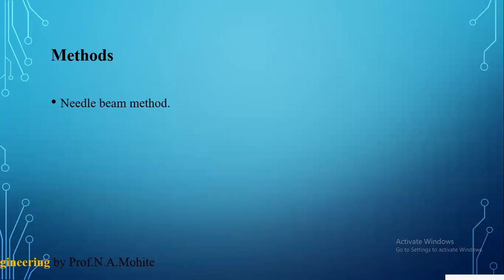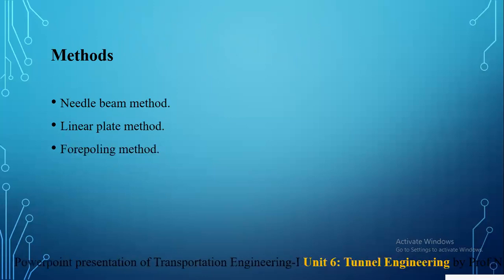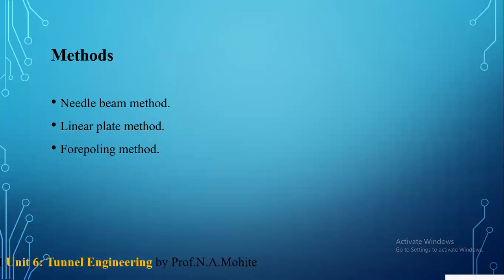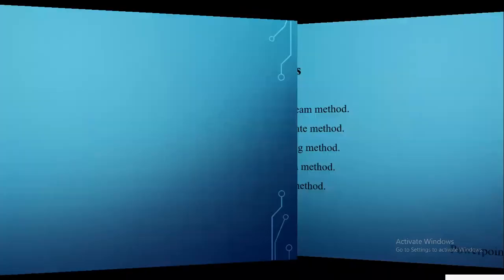The first method is the needle beam method. The next one is the liner plate method. The third one is the forepoling method. The fourth is the American method. The fifth is the English method. We'll see them one by one.